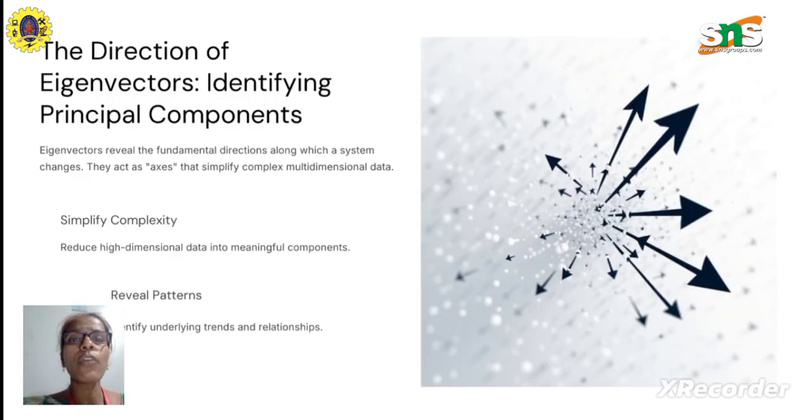And the next thing is we are going to see the direction of eigenvectors, identifying the principal components. The eigenvectors reveal the fundamental directions along which a system acts, and they act as an axis.